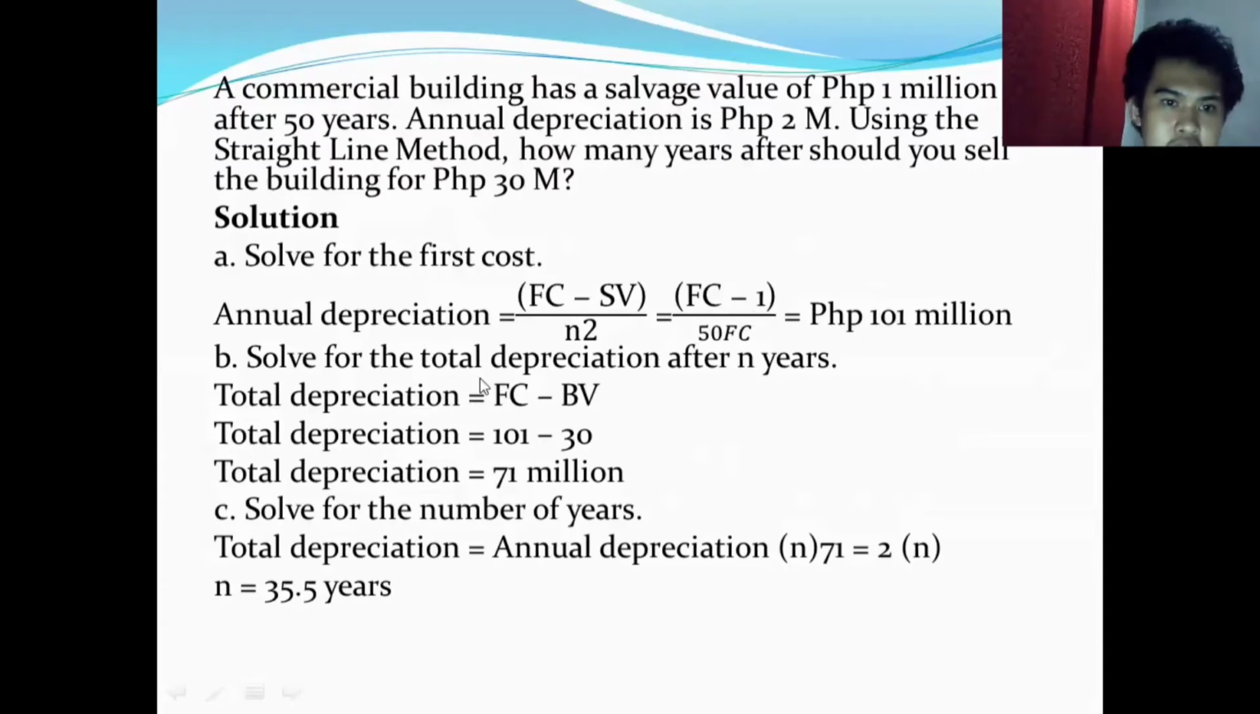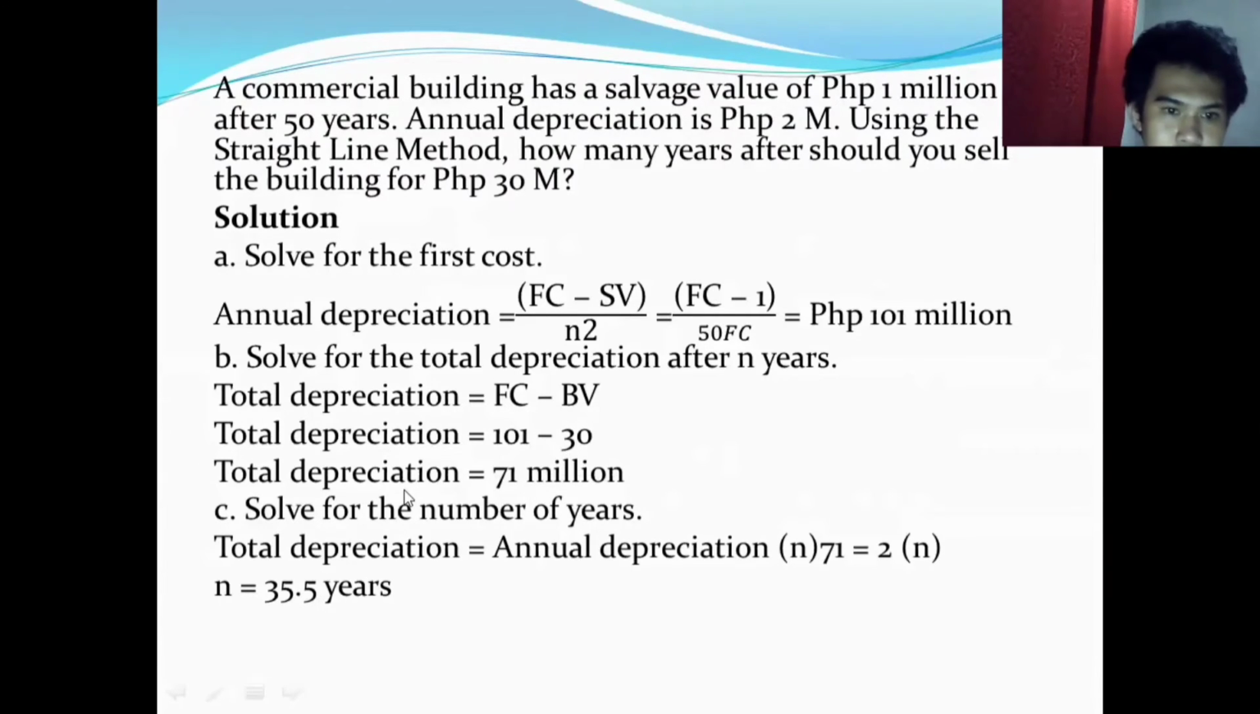So next, step B, solve for the total depreciation after n years. So total depreciation equals first cost minus book value. So first cost is 101 and the book value is 30. So minus, so the total depreciation is 71 million pesos.